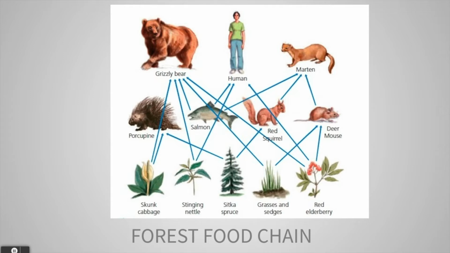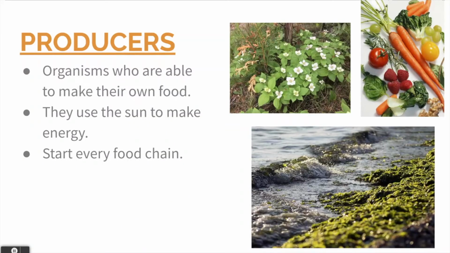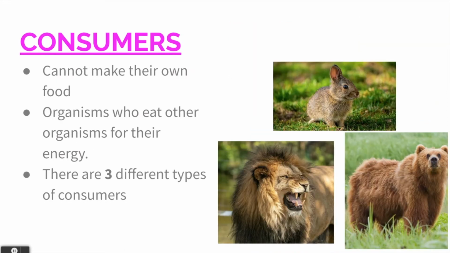Now, there are different parts that make up the food web. Some organisms are able to make their own food, and some other organisms need to depend on other animals for their energy. Organisms that are able to make their own food are called producers. Producers are mainly plants, and they are able to use sun rays to make their own energy and be able to grow. Producers like plants, flowers, vegetables, algae, they usually start out every food web or food chain, and they provide food for other animals that are known as consumers.